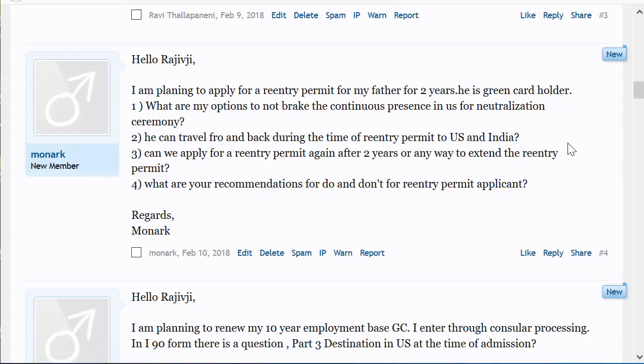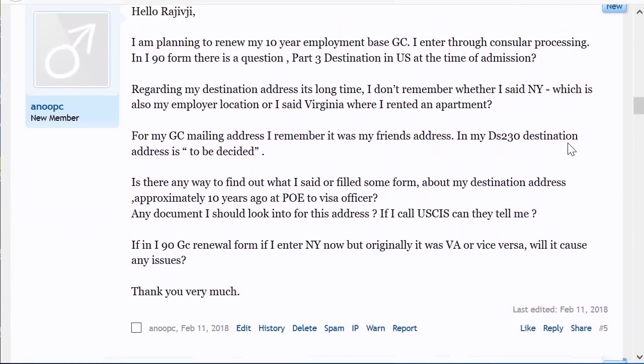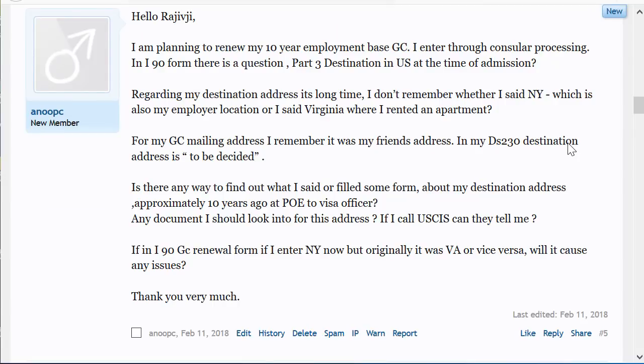Okay. Let's go on to the next question. This is Anup C. I'm planning to renew my 10-year employment-based green card. I entered through consular processing. In I-90, there's a question. First of all, we cannot help you fill forms, because if we help you fill forms, then we have to sign the forms. It's just unethical for me to answer questions that specific. But generally speaking, you are concerned I don't remember where you entered.